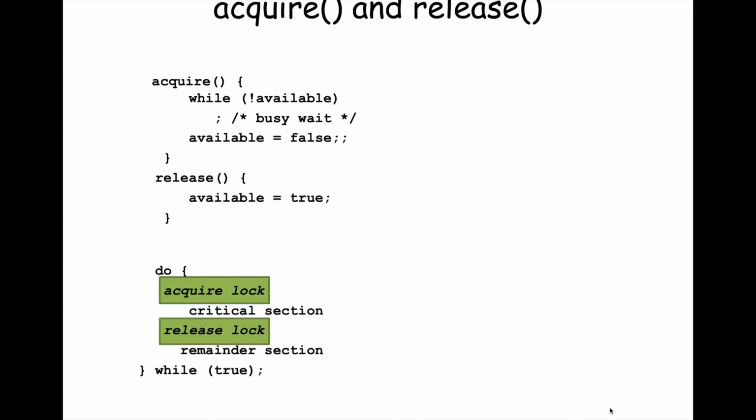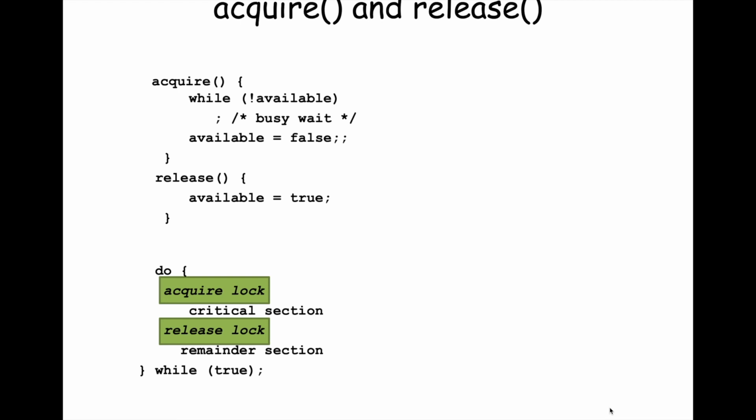All right, so let's take a look at this busy wait, this acquire and release. You start out and you acquire the lock. Either you can acquire it or you can't. If you can acquire it, your execution proceeds past the acquire system call. If you cannot acquire it, your execution does not proceed past the acquire lock.